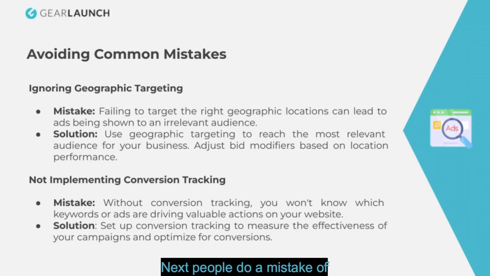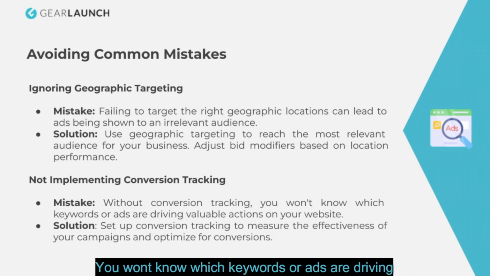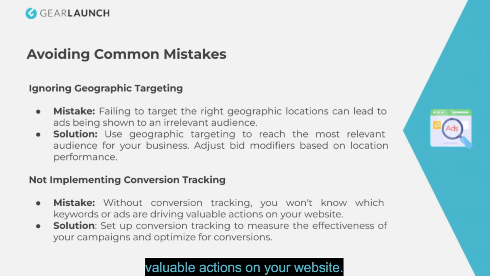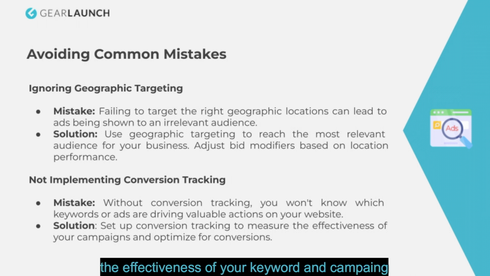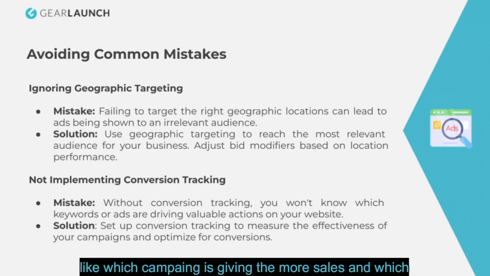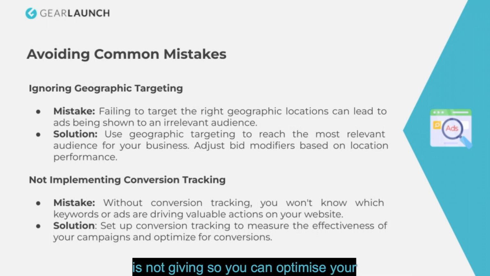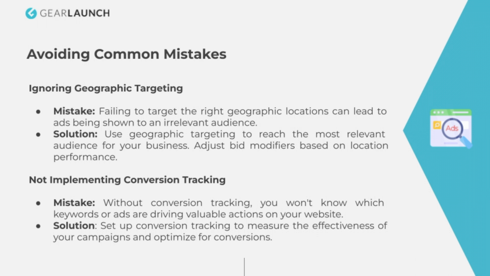The next mistake people usually make is not implementing conversion tracking. Without conversion tracking, you won't know which keywords or ads are driving valuable actions on your website. So the solution for that is to set up conversion tracking. By that you can know the effectiveness of the keywords, like which campaign is giving more sales and which is not giving. So you can optimize your campaigns according to that.